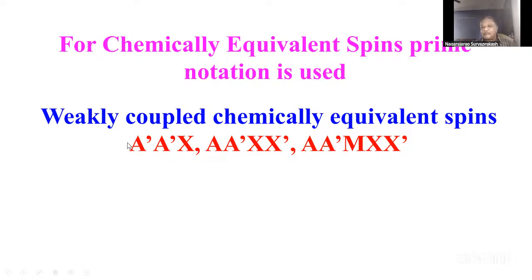We have different types of nomenclature possible. For example, I have considered 2 spins. There are 3 possible combinations. A and X, Pople notation, weakly coupled spin. AB, strongly coupled. A and A prime, that means the chemical shifts are almost the same. There is no difference in the chemical shift, and their coupling is also present. They are strongly coupled. A2 is even more strongly coupled. So there are different types of nomenclature depending upon how the spins are coupled.